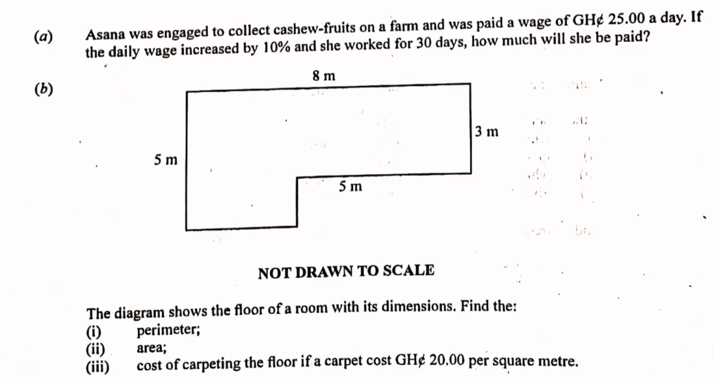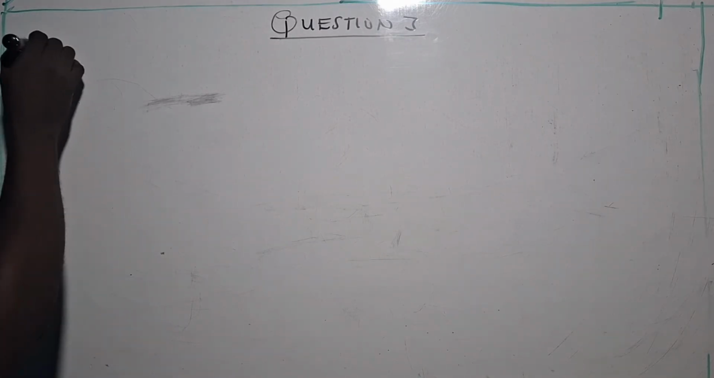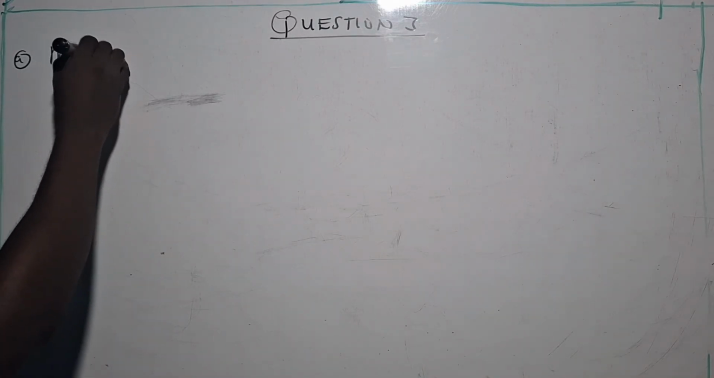So question 3 says, Asana was engaged to collect cashew fruit on the farm and was paid a wage of 25 cedis a day. If the daily wage was increased by 10% and she worked for 30 days, how much will she be paid? So this one, I'm going to show you 2 ways to solve this.